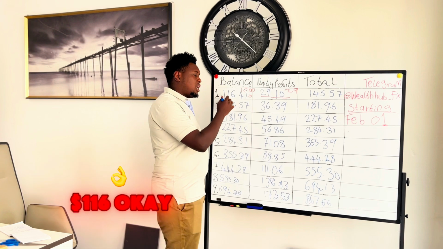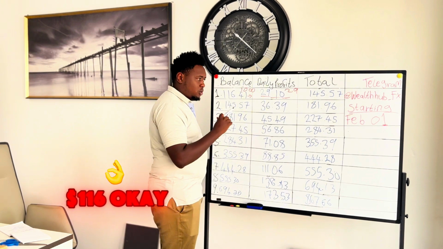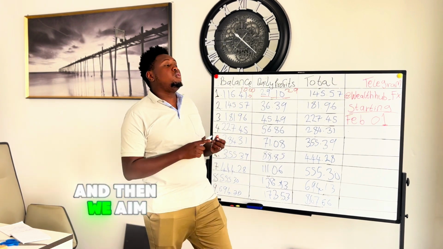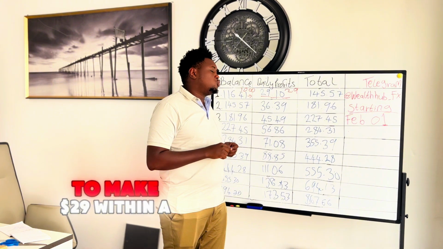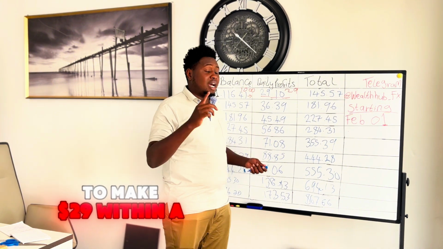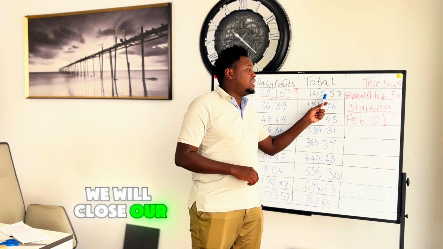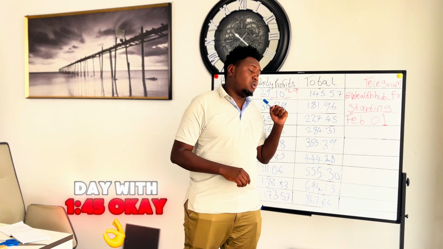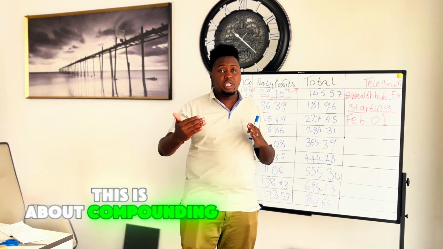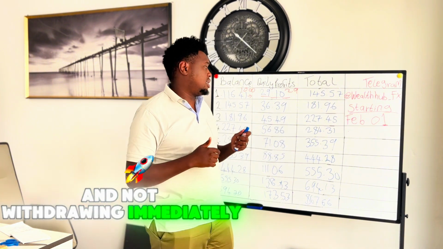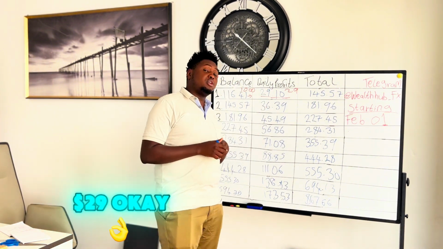We will start with $116 on our first day, and then we will aim to make $29 within a single day. And then at the end of the day, we will close our day with 145. This is about compounding your profit and not withdrawing immediately. So we are not going to withdraw the $29.